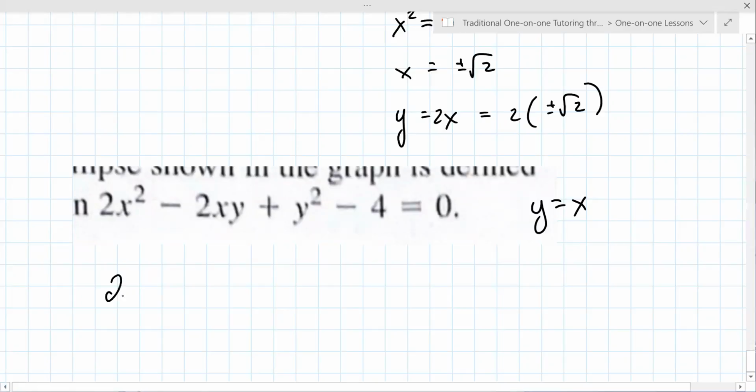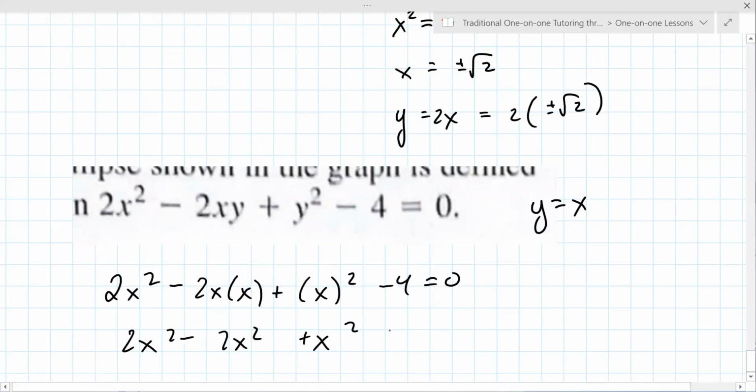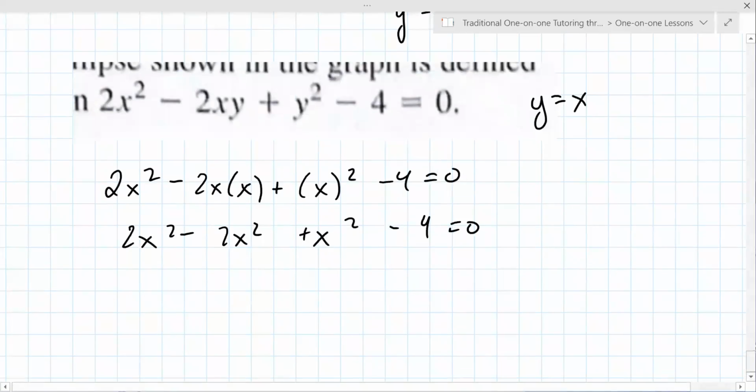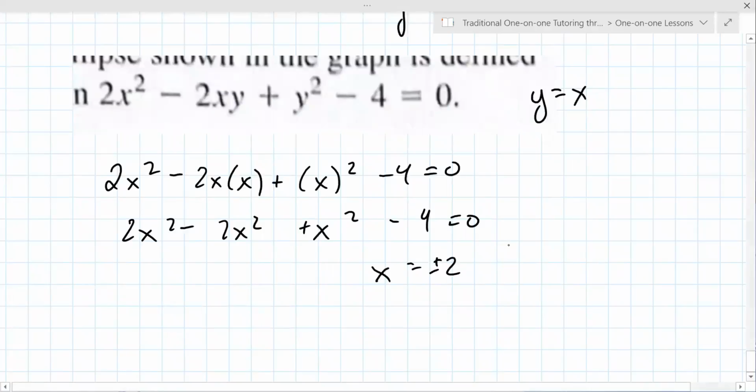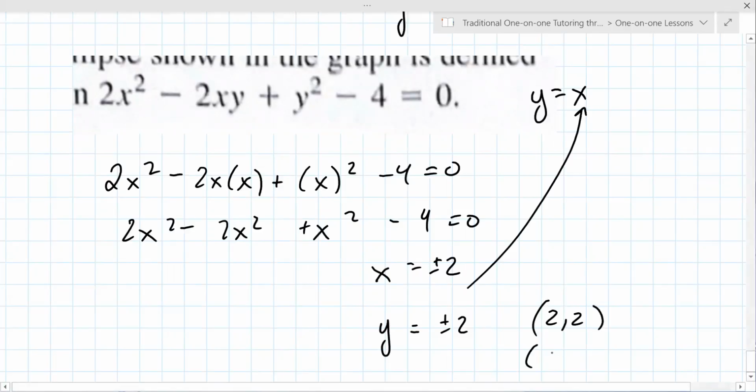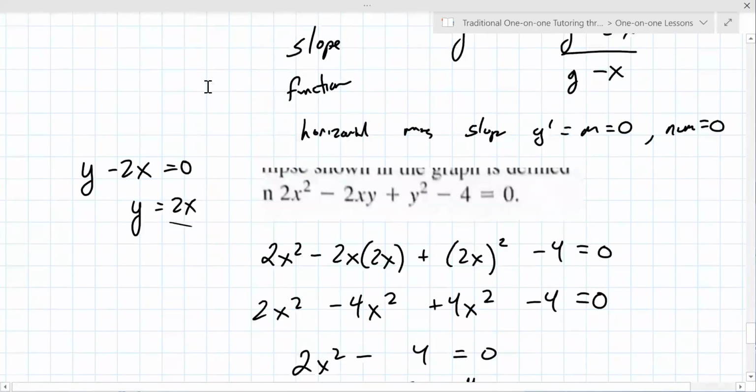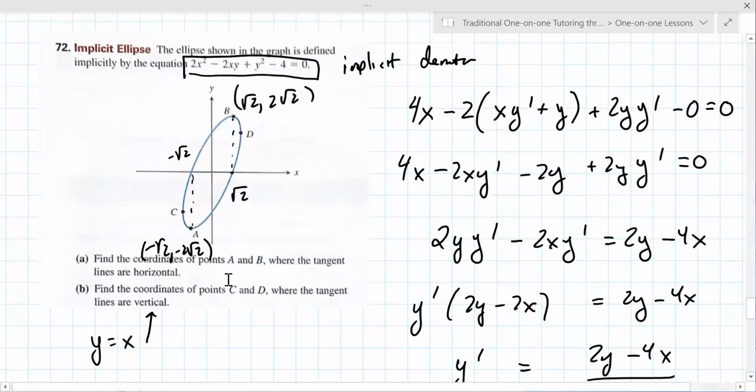Okay, so let me just start here. You're welcome to just keep working. Well, I got x equals plus minus 2. Oh, good. So you get 2x squared minus 2x squared plus x squared minus 4 equals 0. So yeah, x equals plus or minus 2. And then your y is right there. So y equals plus or minus 2. That one was a nice one. We should have done that one first. But now you have those points. So that's C and D.